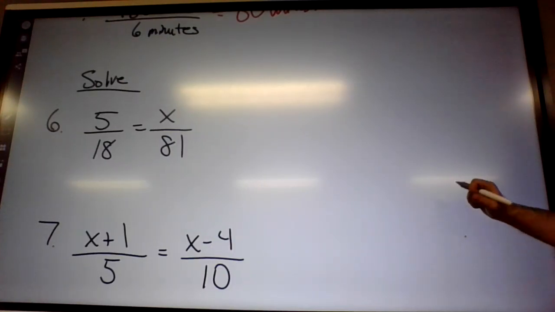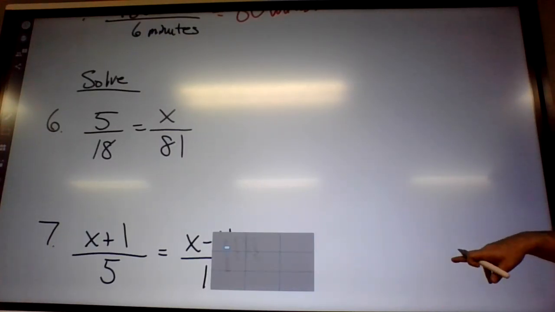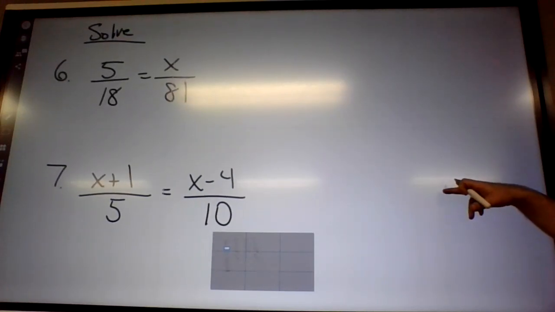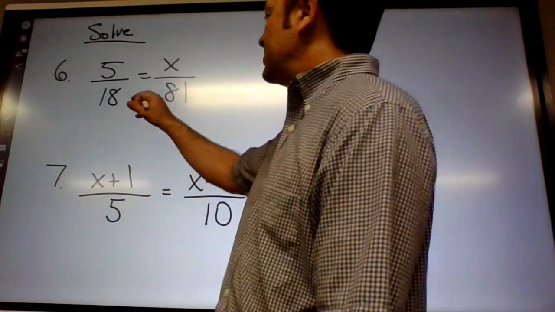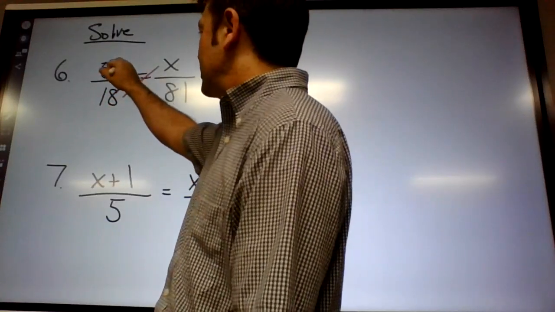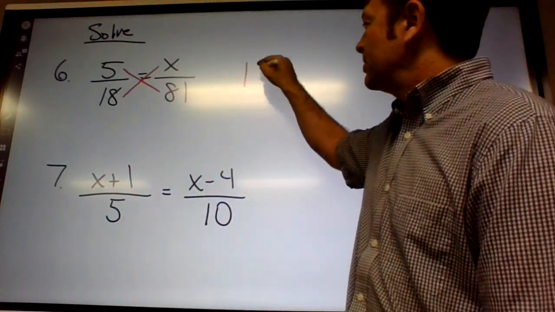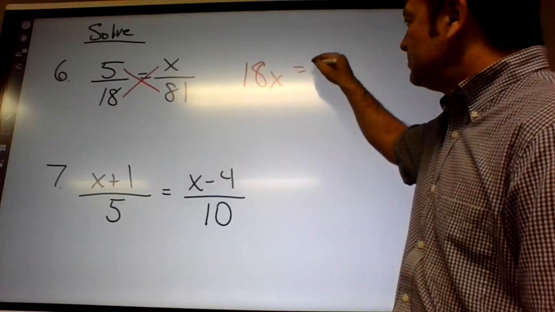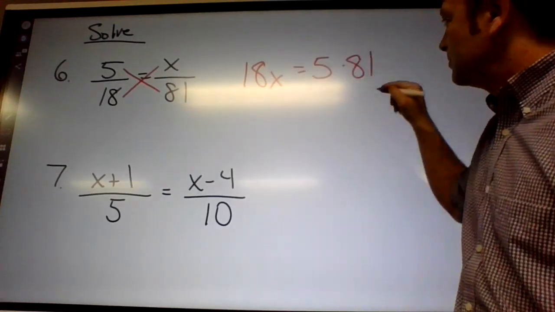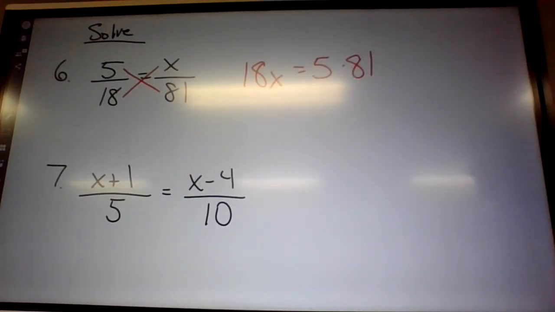Oh, cross multiply. Yeah. How do we solve number 6? 18 times x and 5 times 81. Right. Cross multiply. 18 times x equals 5 times 81. I know how to do these ones. That's good. That'll help. That's 2 in the bag.